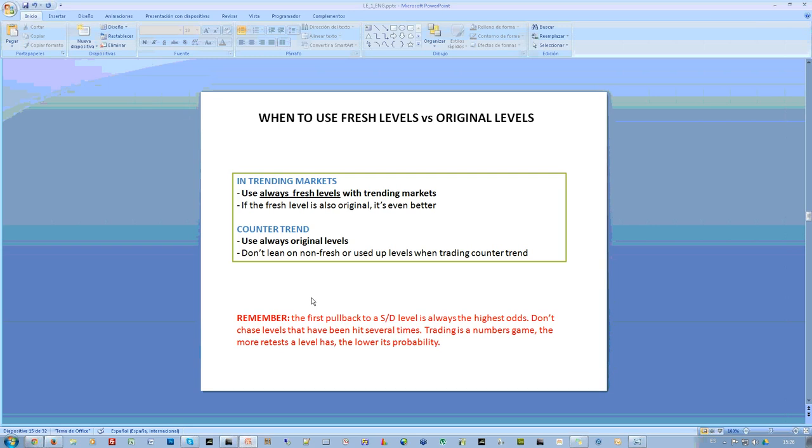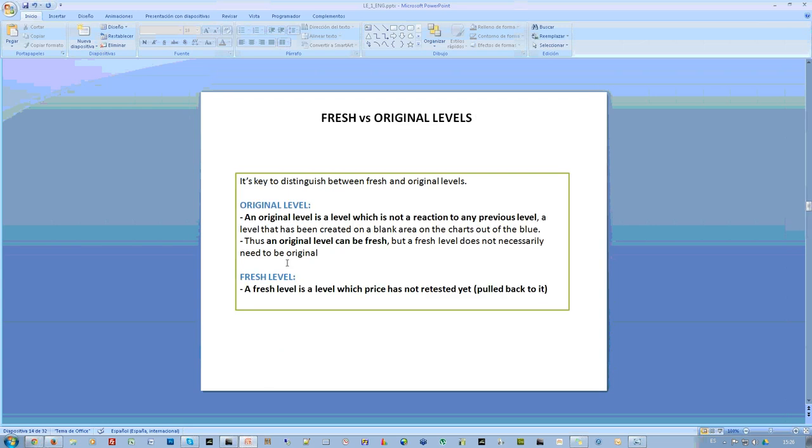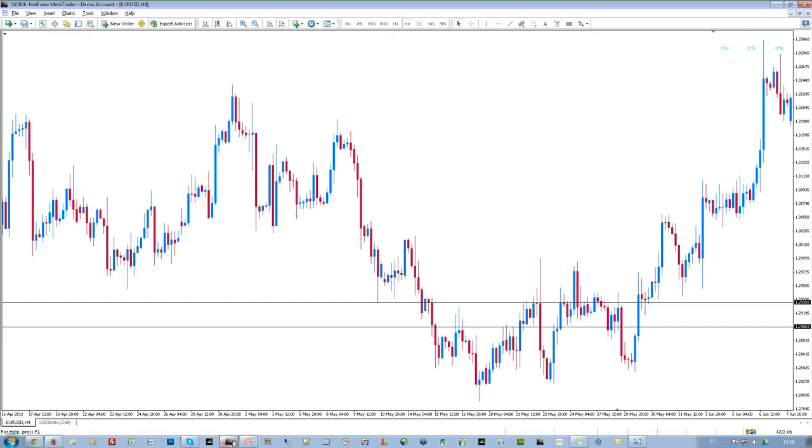So don't try to chase the levels that have been hit several times, because trading is, after all, a numbers game. The more retests a level has, the lower its probability. So let's focus on higher probabilities. It will also be simpler to execute, because if the level is not fresh, you are not trading it. That's it. So let's have a look at all of this on a price chart and see.